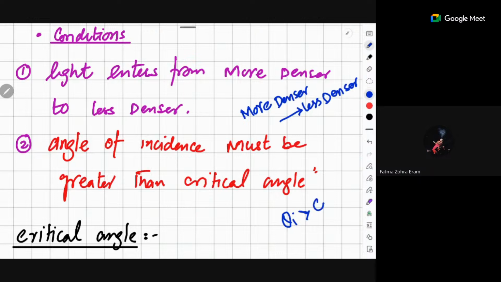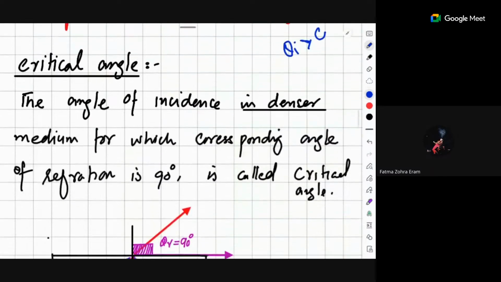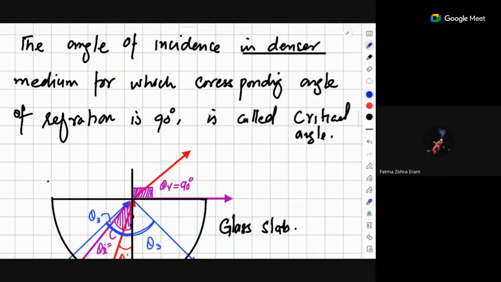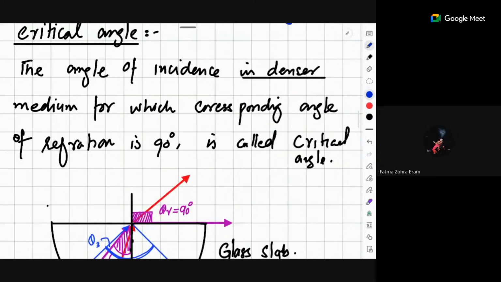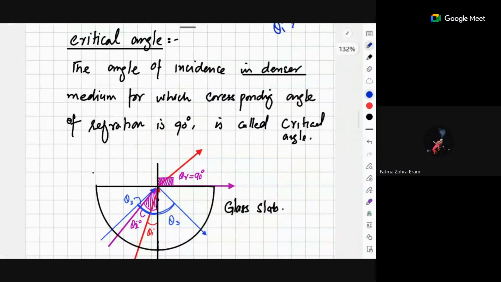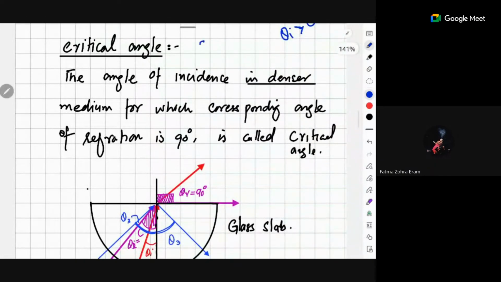Now, what is this critical angle? Critical angle is actually that angle of incidence in the denser medium for which your angle of refraction becomes 90 degree. You will be asked about this critical angle, state critical angle. Mostly 2 marks question आता है. ठीक है? Yes, sir. So the angle of incidence in the denser medium for which the corresponding angle of refraction is 90 degree is called a critical angle. Is it clear to you?